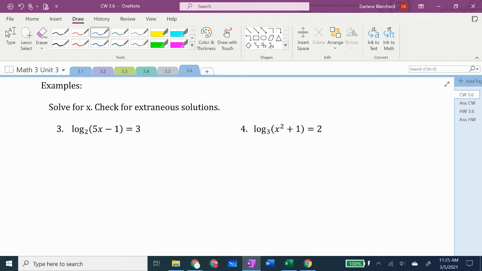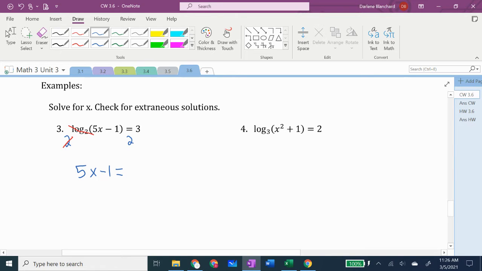Then what I recommend you do is notice that the base of the logarithm is 2. The operation that will undo log base 2 is 2 to the power of. So you are going to 2 to the power of both sides of the equation. And in doing that, the 2 to the power of log base 2 are opposite operations that cancel each other out, which means the left side of the equation becomes just the 5x minus 1.